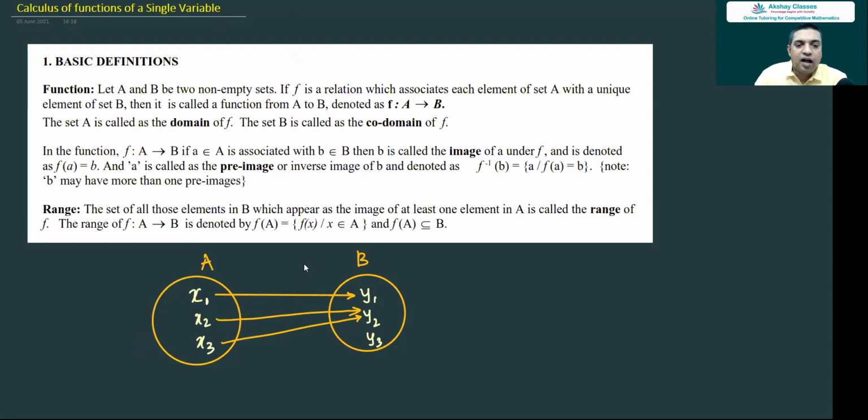So the first part is, if f is a relation which associates each element of set A. This is the first part. Every element in set A must be included in the mapping. Second, it is associated with a unique element in set B. That means x1 is mapped only to one element.